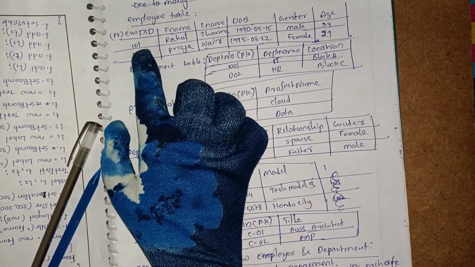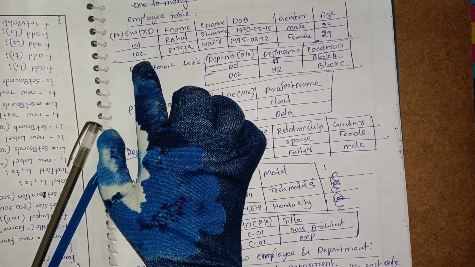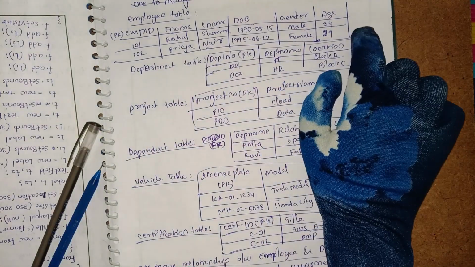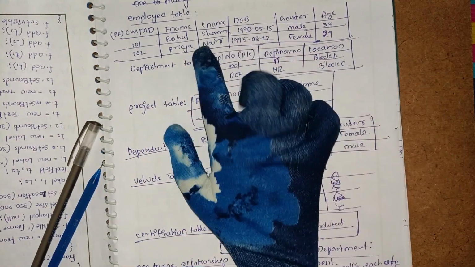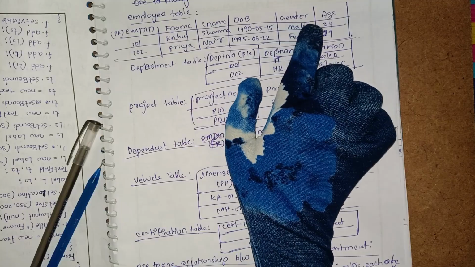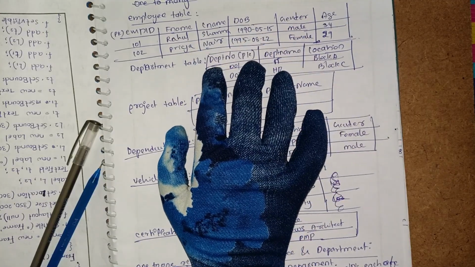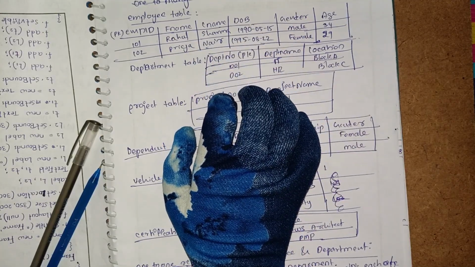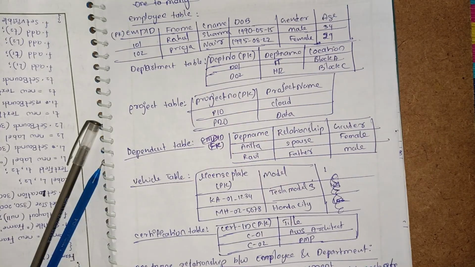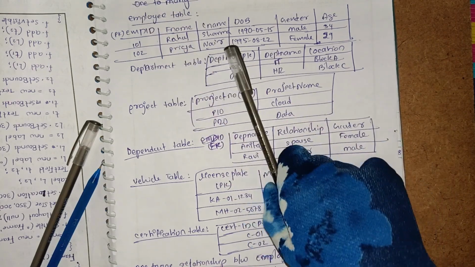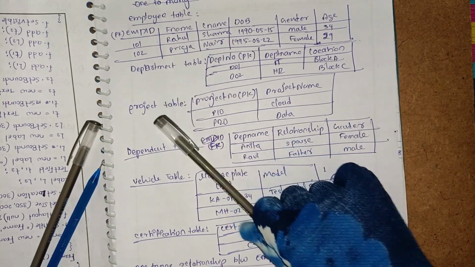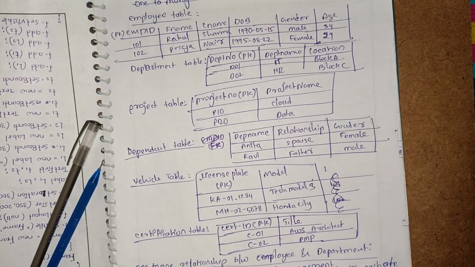For example, 101 is repeated twice, and for multiple projects like P10 and P20, P30, like that, the full name, last name, date of birth, gender also should be repeated 3 times. So due to this severe data redundancy, we will avoid directly establishing a many to many relationship between two tables.